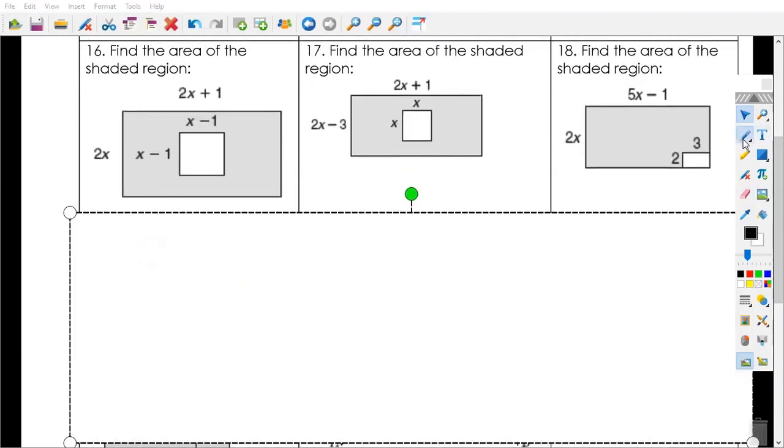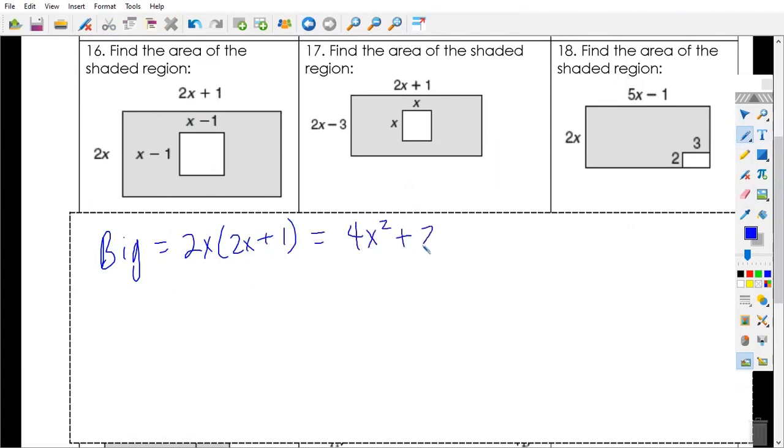Got it? So on 16, the area of my big, I'm going to do the big, which is going to be length times width. So we have 2x times 2x plus 1, and that's going to equal 4x squared plus 2x. Easy enough? All right, then we're going to do the small. The small here equals x minus 1 times x minus 1. What situation takes place? FOIL, right? I would have to FOIL. That's going to give me x squared minus 2x plus 1.